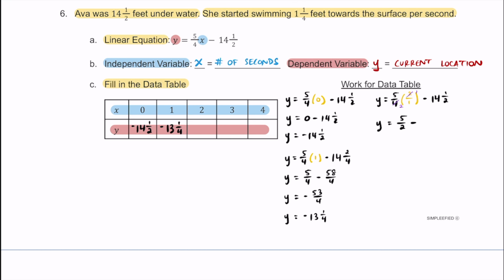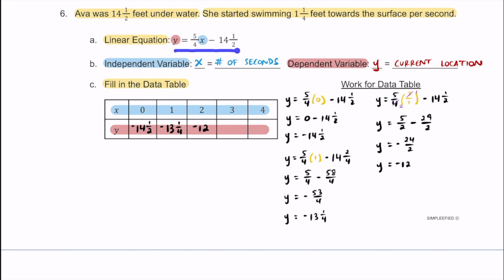Now, 14.5 as an improper fraction, 14 times 2 is 28, plus 1 is 29. So it's going to be minus 29 over 2. So we now have common denominators. So what is 5 minus 29? That should be negative 24 over 2. Negative 24 over 2 is going to be negative 12. So at 2 seconds, this location for Ava should be at negative 12 feet or 12 feet underwater.